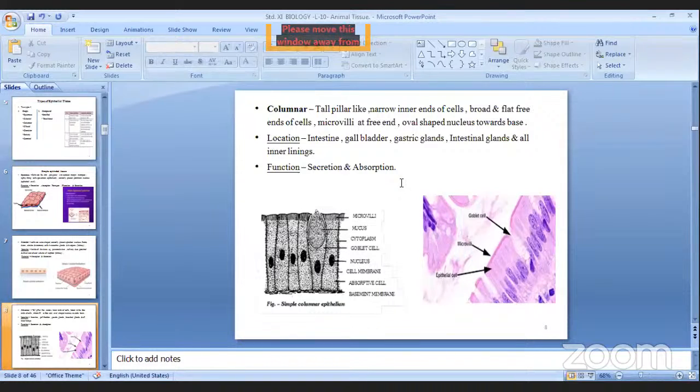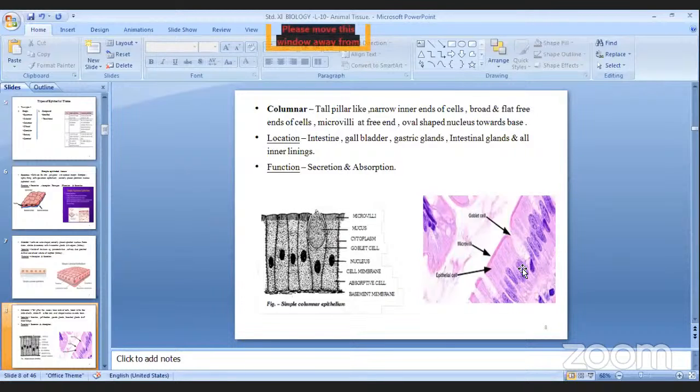The next type is the columnar type. Here the cells are column-like. You can see the diagram over here, a simple sketch. The cells are elongated, column-like. You can see here in this diagram also that the cells are elongated.